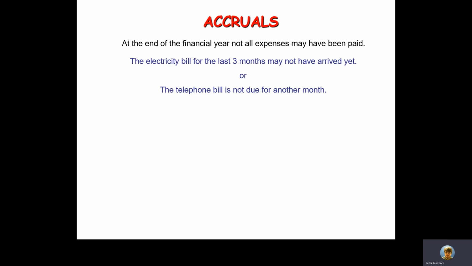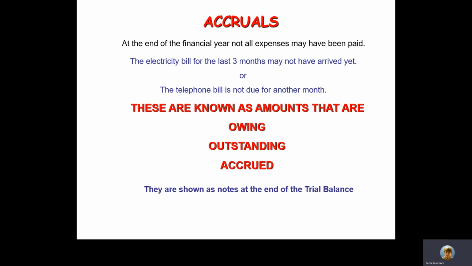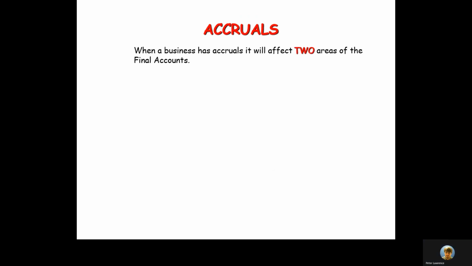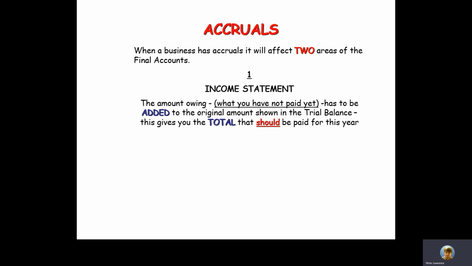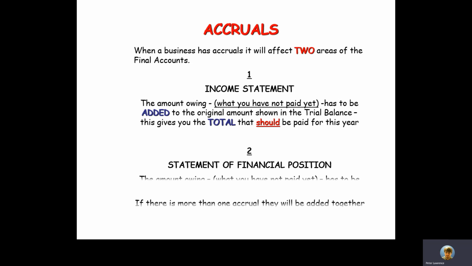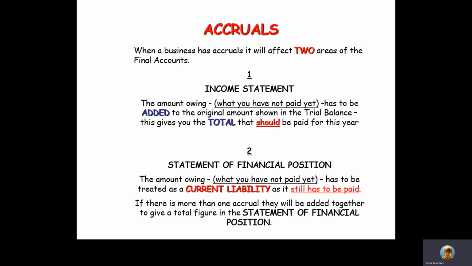So just to be clear, just to quickly go through it. So that is an accrual. They're amounts that are owing, outstanding, or accrued. All right. So in this one, we're going to have a little look at the effects on the financial statements again. So the effects on the financial statements are where it's an accrued expense. The amount owing is added to the amount shown in the trial balance or to the T account. And that gives you the total that should be paid for this year. And on the statement of financial position, it becomes a current liability.